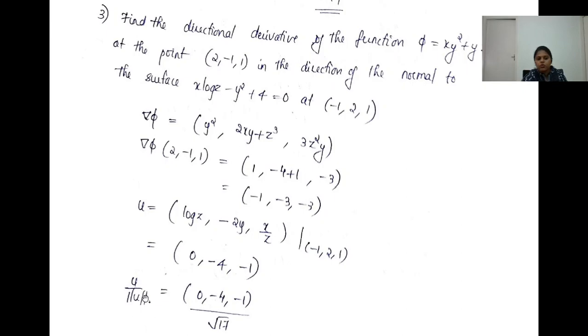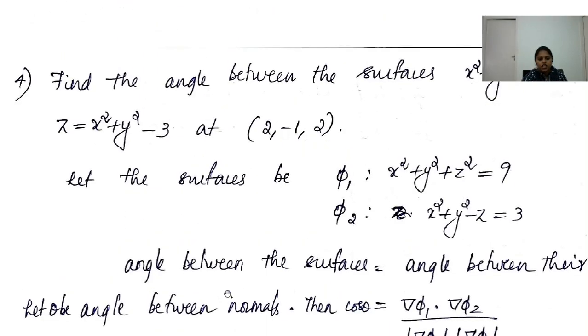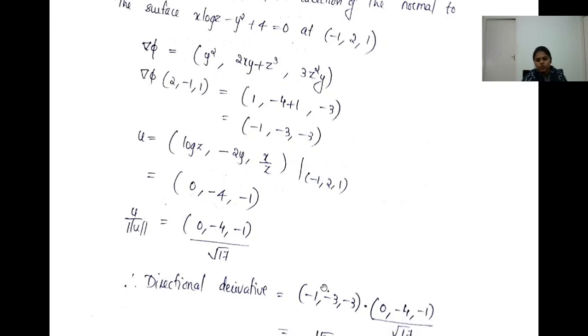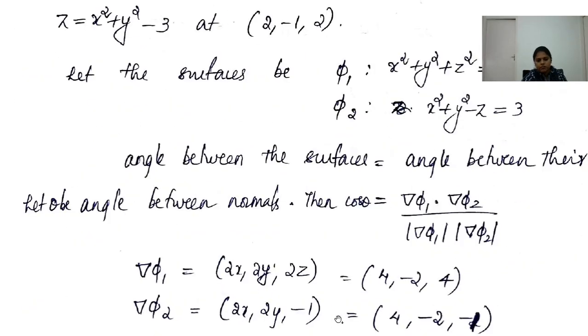So that will be u by mod u. So 0 minus 4 minus 1 by root of 0 plus 16 plus 1. So that is root 17. Now the directional derivative will be, so now take the dot product, del phi dot u by mod u. So that is going to be the value. So it is 15 by root 17.